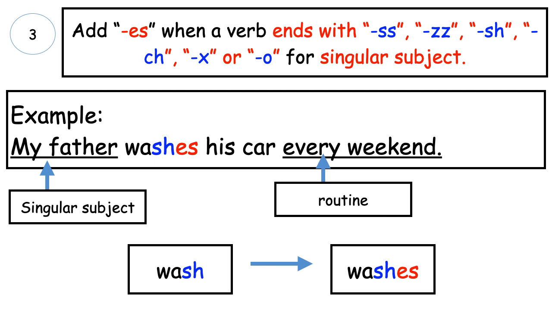Okay, so the verb must have either S, ES or IES. Kata kerja dia perlu ada S, ES ataupun IES. Okay, how to determine whether we have to add S, ES or IES? Then we look at the rule. So the verb here ends with SH. So when it ends with SH, we have to add ES. Alright, so it becomes washes.